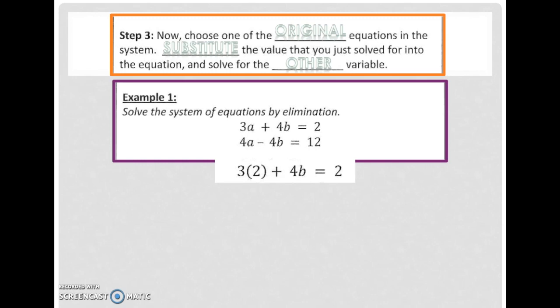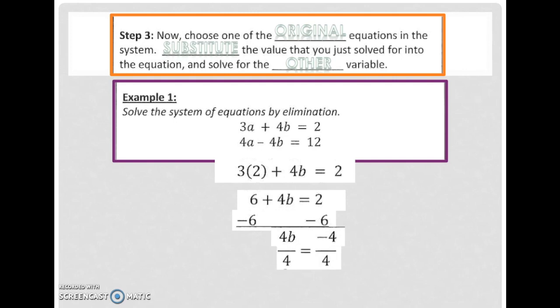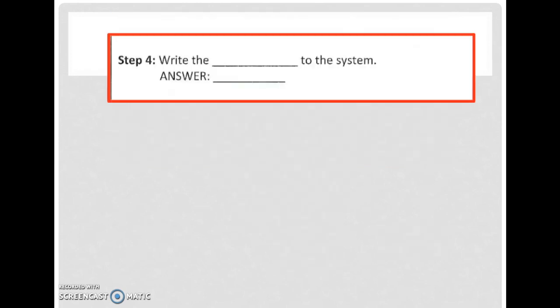So 3 times 2 plus 4b is equal to 2. Let's solve. That will leave us with 3 times 2 is 6 plus 4b is equal to 2. Subtract. We do the inverse operation. Subtract 6 on both sides, leaving us with 4b is equal to negative 4. Now we get to divide both sides by 4 to get b. That will leave us with negative 1. Our final step is we are going to write the solution to the system. So our solution would be (2, negative 1).